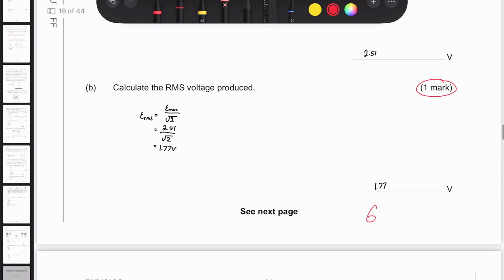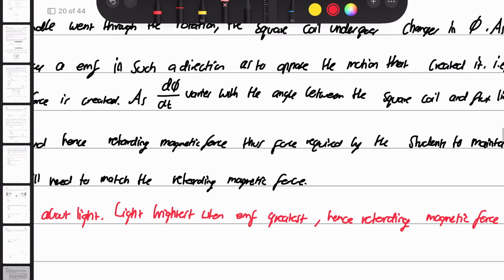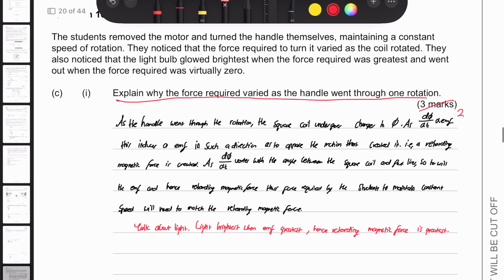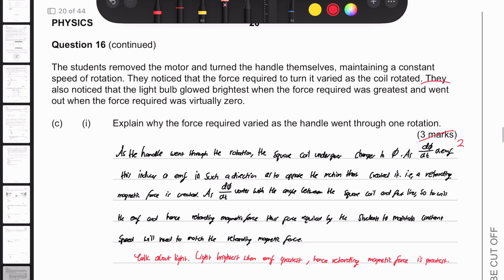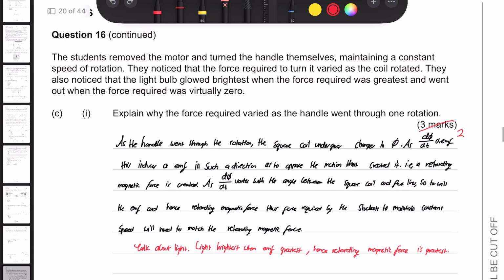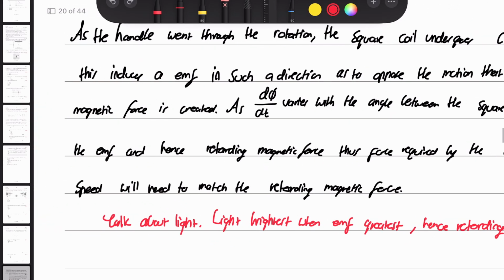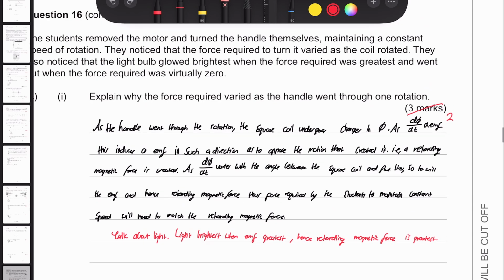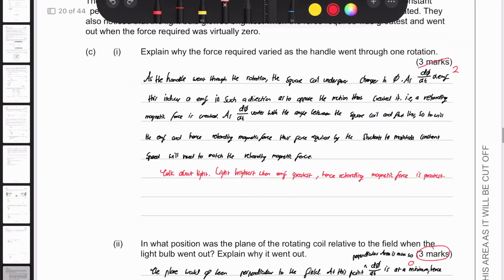Down. EMF stuff was all good. Here you needed to talk about light for some reason, even though there's no mention of light in here. I get that they talk about the light in the info, but there's no mention of discuss light, discuss the forces relevant when the light is on or off. But the light will be brightest when the EMF is the greatest. Hence, the retarding magnetic force will be greatest. So that's why the force required was the greatest when the light was the brightest.